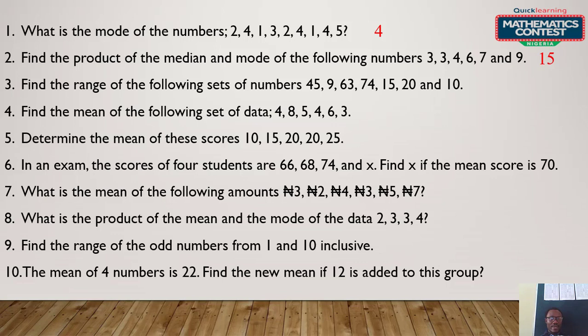Now, number 3. Find the range of the following set of numbers. The highest value here is 74 and the lowest value here is 9. So 74 minus 9. Sorry, the answer is not 64. I think I mistakenly used 10 when I was solving. I just saw 9 here now. The lowest value here is 9. So this will give us 65. So you just note that.